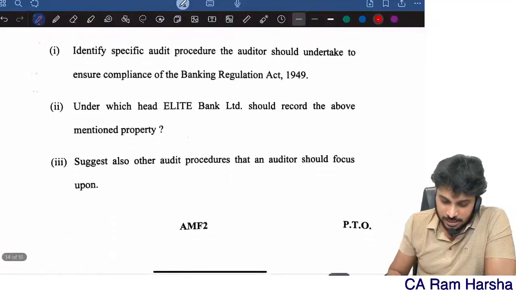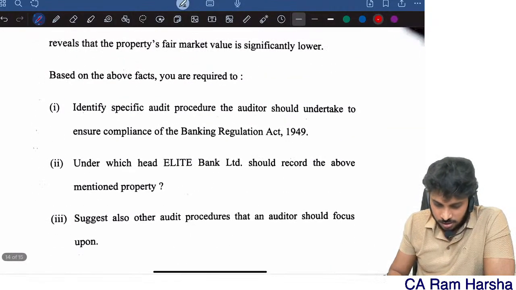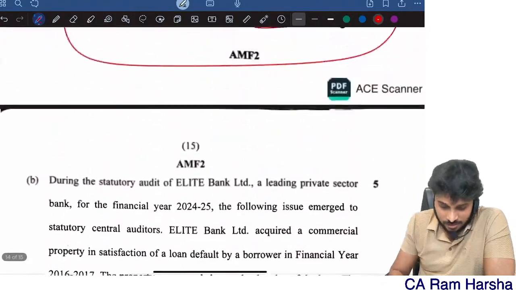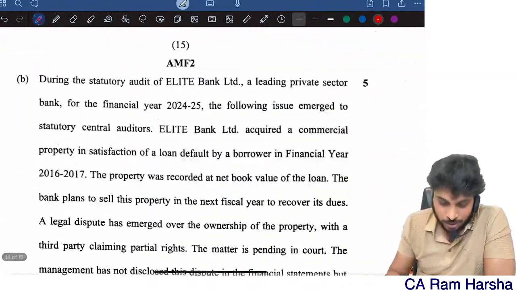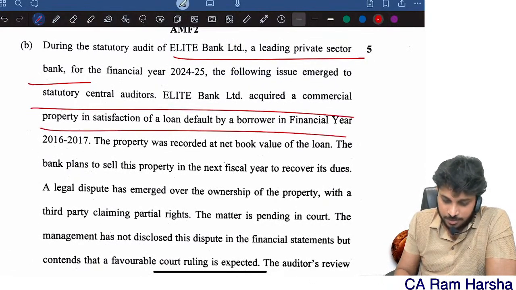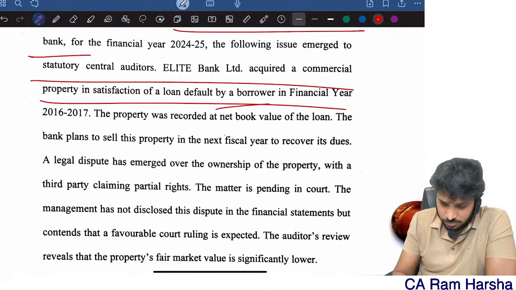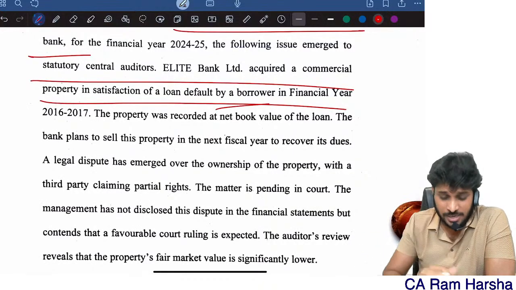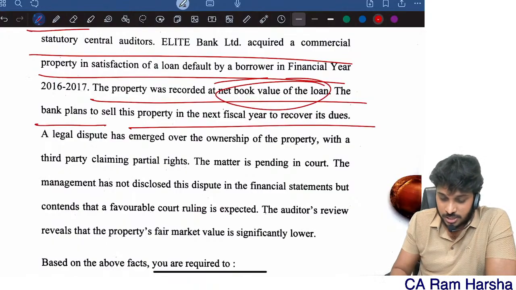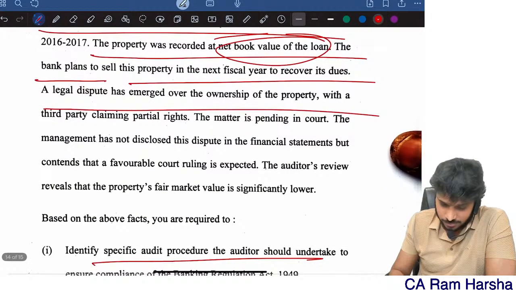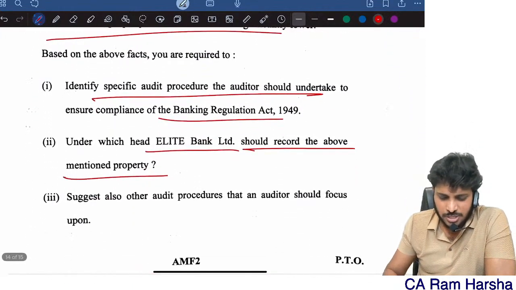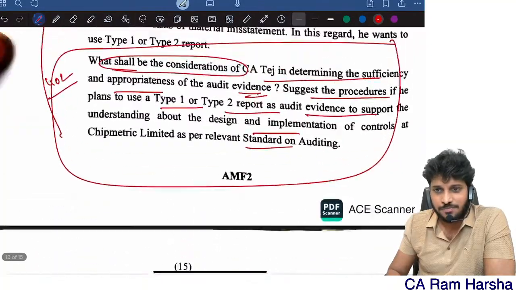This is regarding a bank limited. Oh, bank related. I have not seen this question. Sorry, I was thinking only the paper is over up to here. Okay, fine. A private sector bank, the following issue emerged: it acquired commercial property in satisfaction of a loan. They acquired some property. The property was recorded at the net book value of the loan. The bank plans to sell this property in the next year to recover its dues. The matter is pending in the court and the matter is not yet disclosed. Fine. This is a straight question in bank audit, not a big deal. That's it.